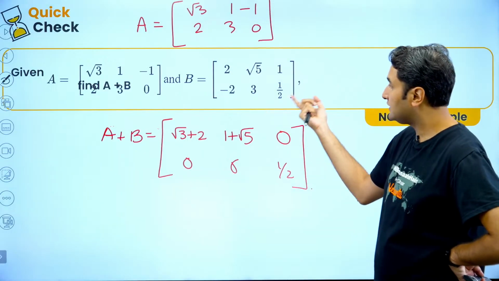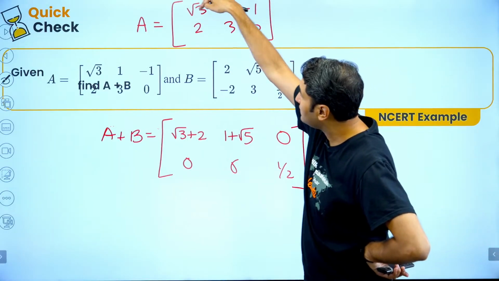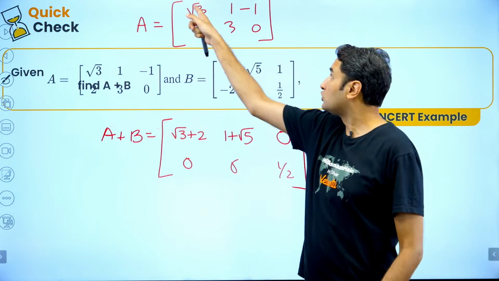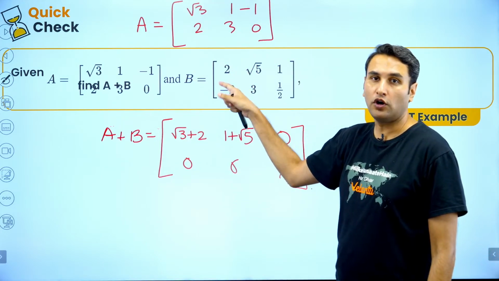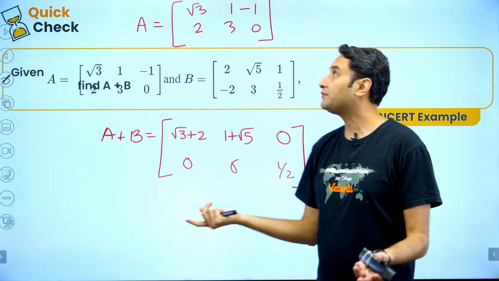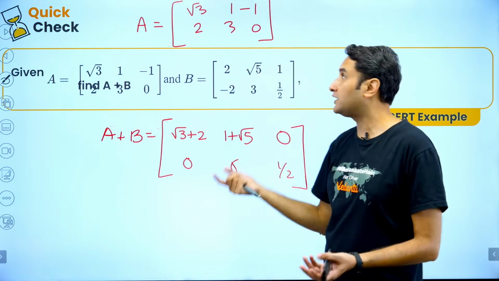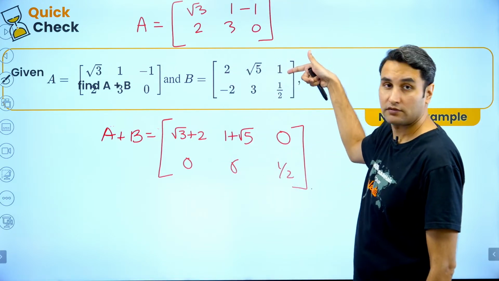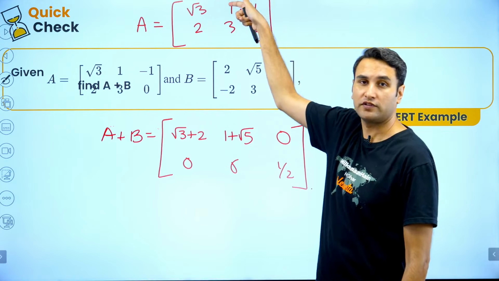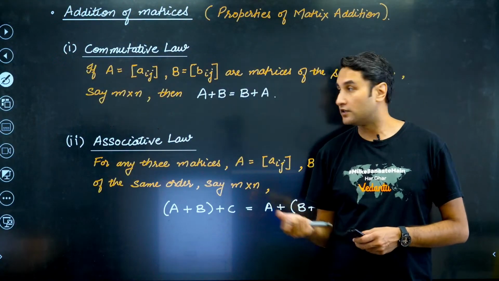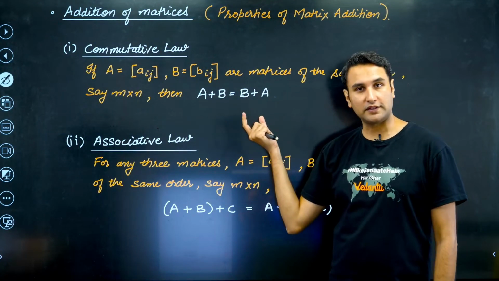You can see easily from here. You add this plus this or you add this plus this. How does that matter? Root 3 plus 2 or 2 plus root 3, both are same. 1 plus root 5 or root 5 plus 1, both are same. Minus 1 plus 1, 0 or 1 plus minus 1, 0, both are same. So, order of addition does not matter. So, hence A plus B is equal to B plus A.